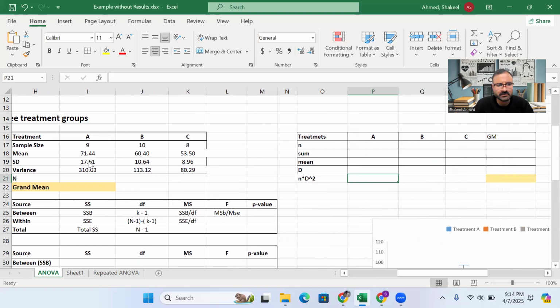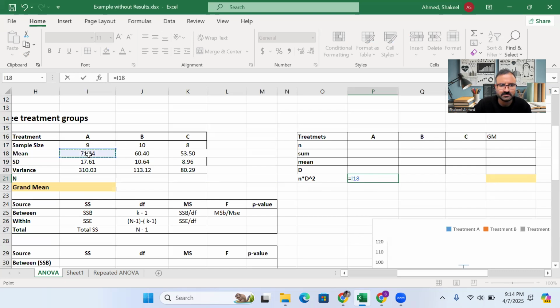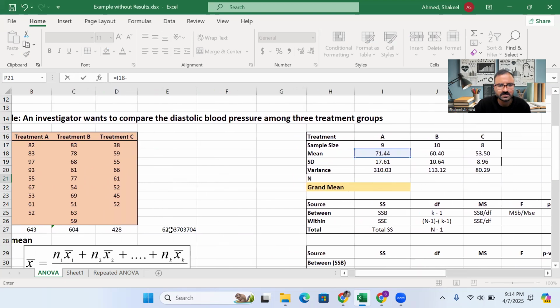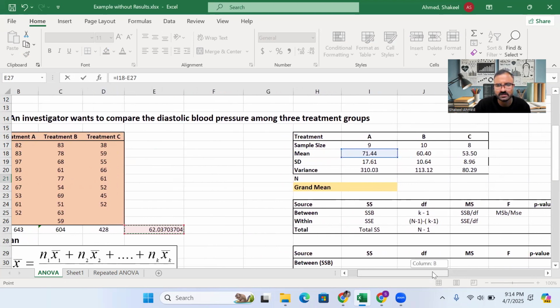This is just we need to find the deviation from the total grand mean of these means, and that is just weighted by the sample size. The sample sizes are different. So I'm just finding n into the deviation and square. So what is the deviation? This is mean minus grand mean. What is the grand mean? That is 62.3.